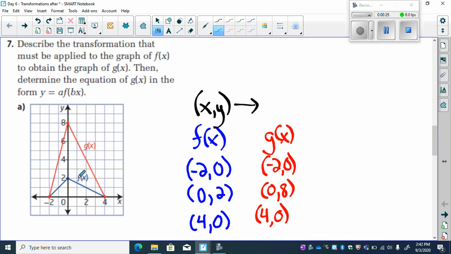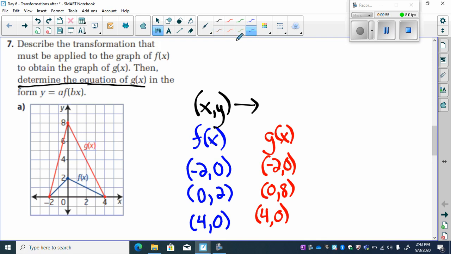f of x, so that's the blue curve, to obtain the graph of g of x. Then determine the equation of g of x. So that's the goal in this, to come up with an equation. Determine the equation of g of x. And it has to be in the form y equals a times f of bx. All right, it's in standard form. So again, we're just talking about vertical stretch or horizontal stretch.